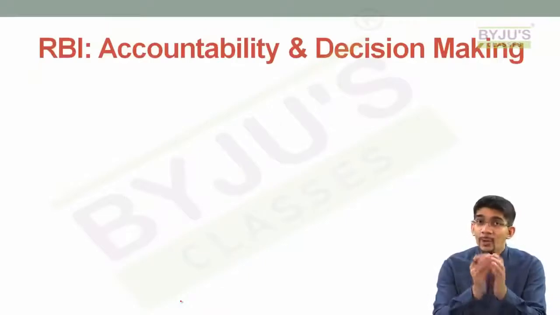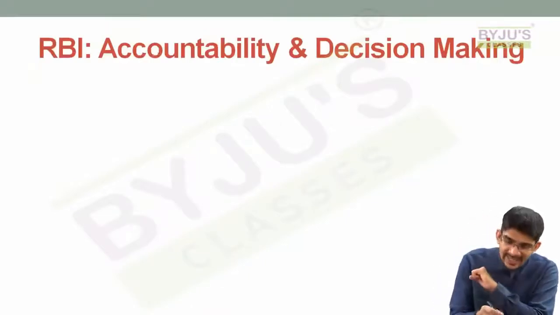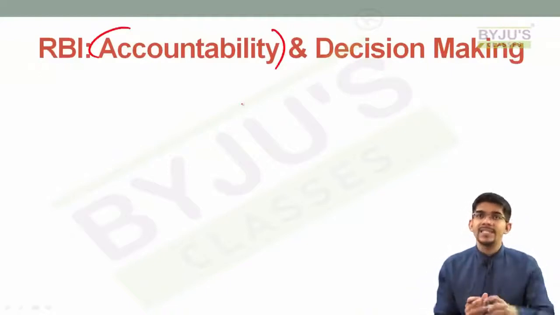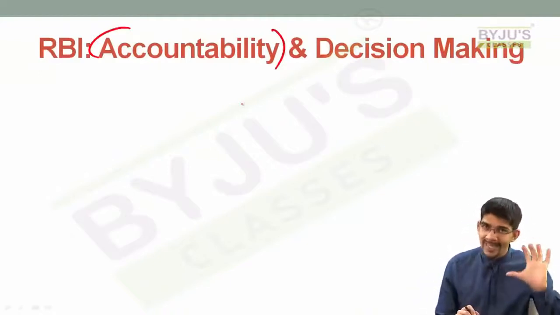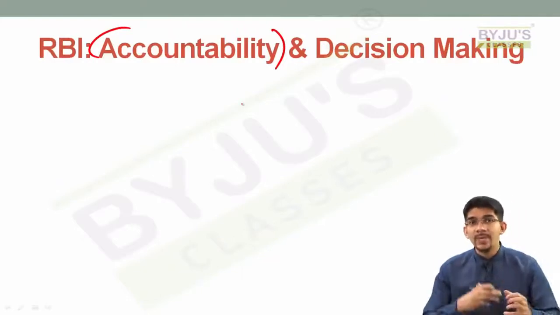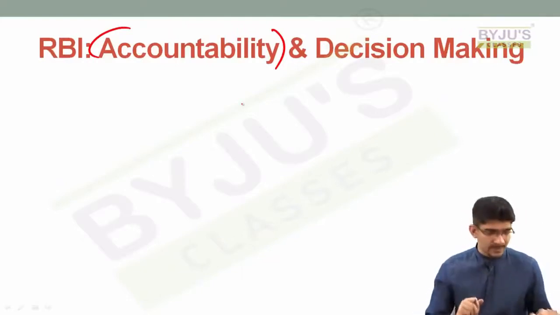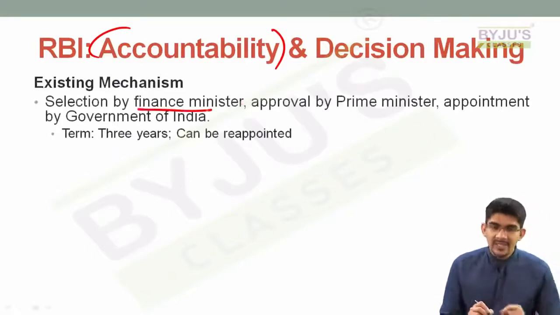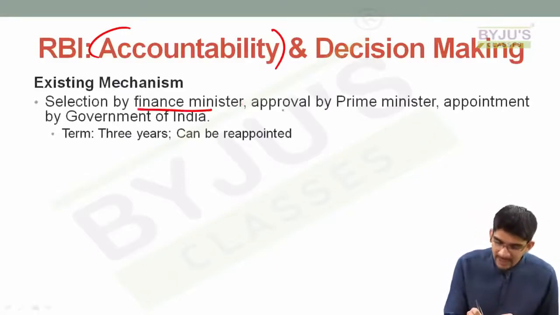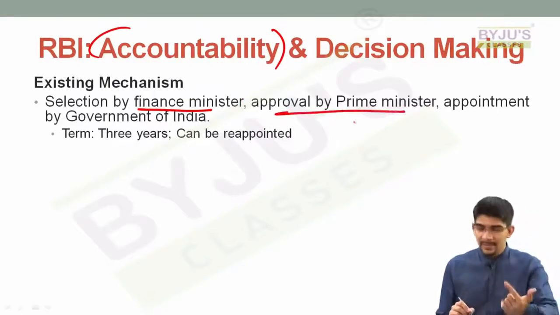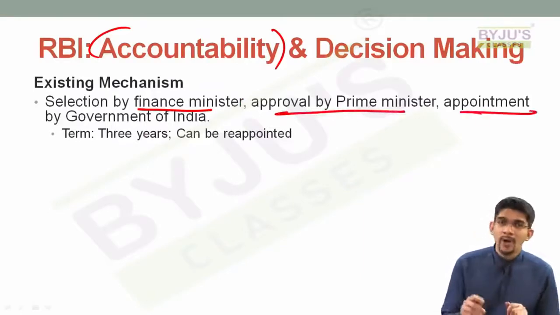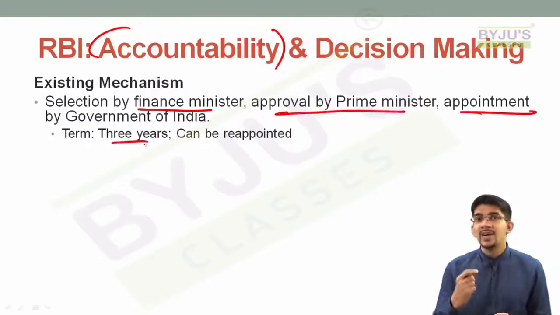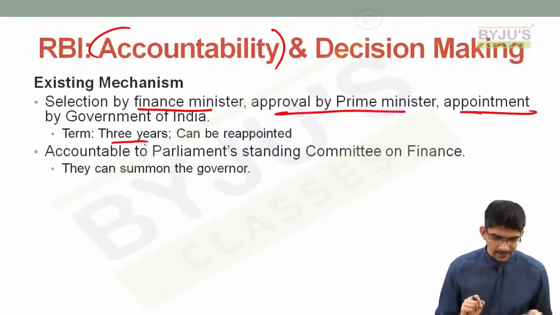So now let's look at how decision making is done in RBI, and is there accountability present? How is the current system achieving the goals that we want to achieve? So let's examine the current system first before examining the proposed systems. So the existing mechanism is as follows. The finance minister selects the RBI governor, approved by the prime minister, and finally appointed on behalf of the government of India. The term is for 3 years, and the RBI governor can be reappointed.